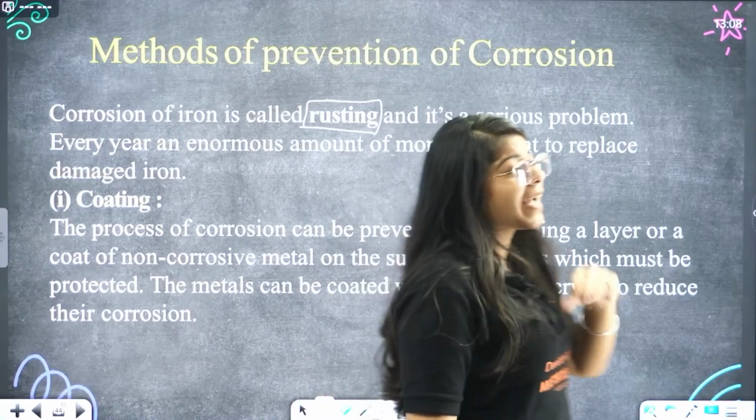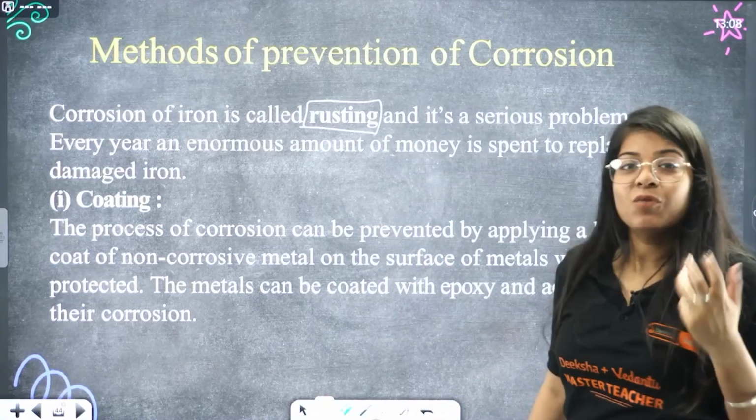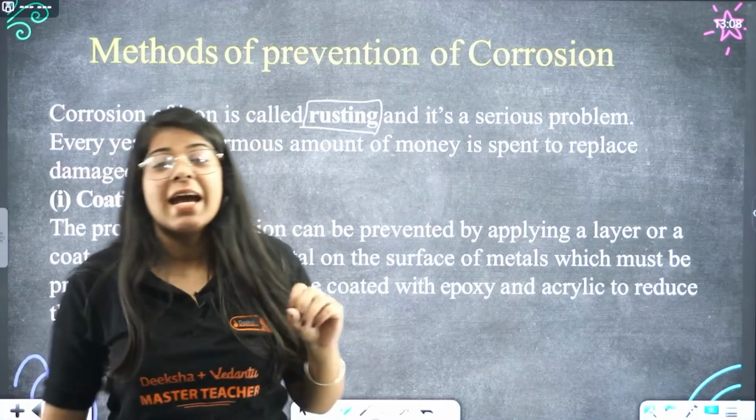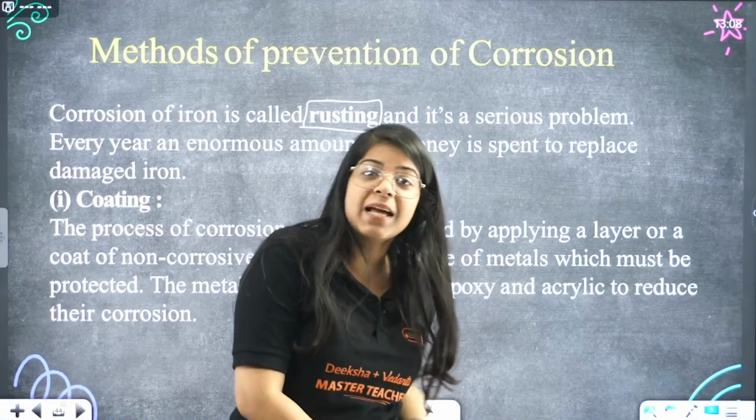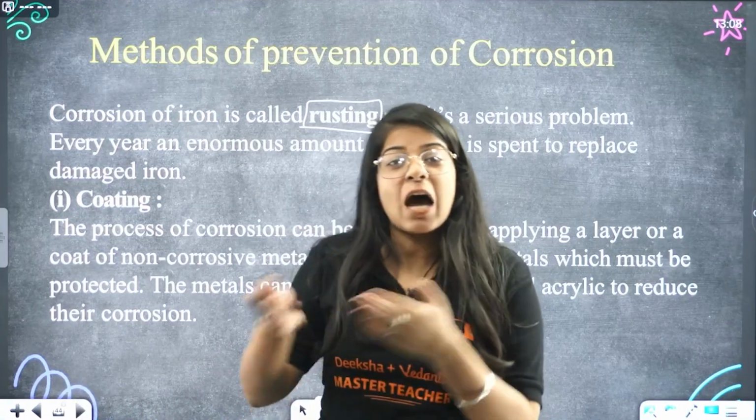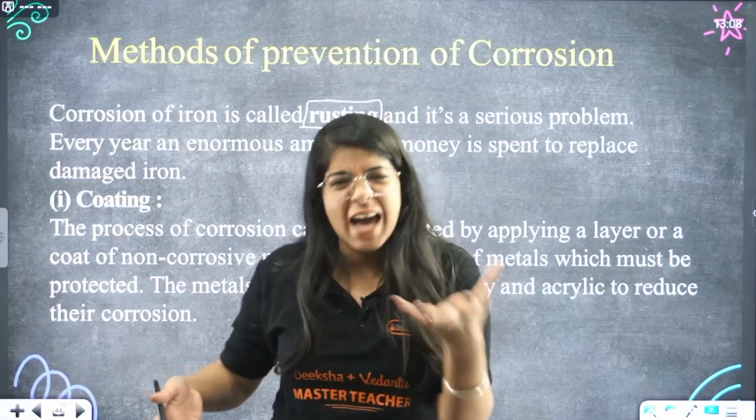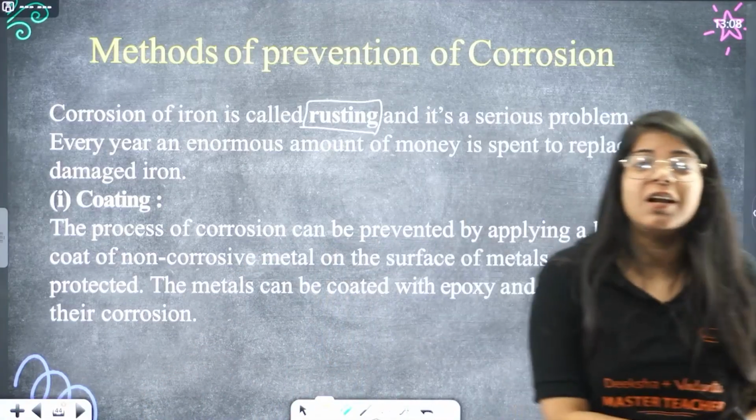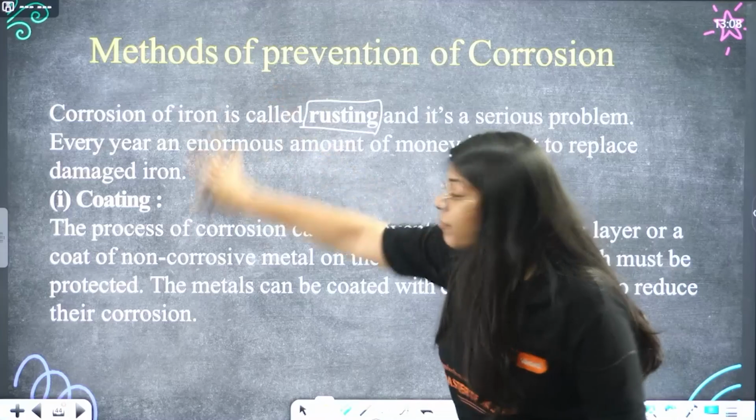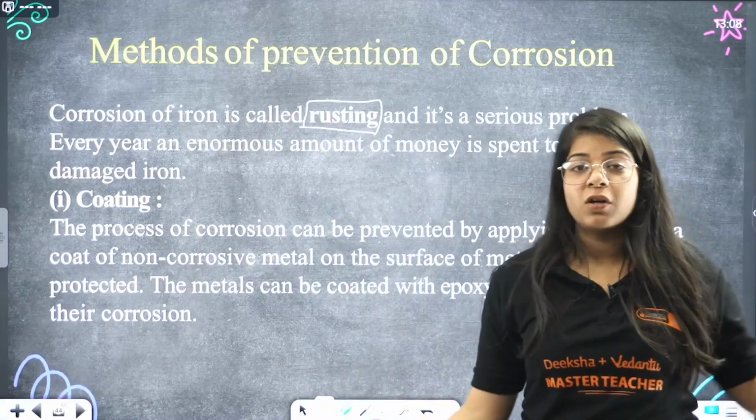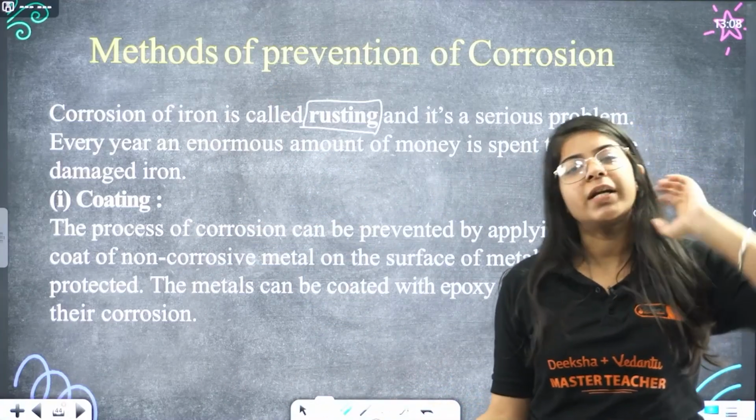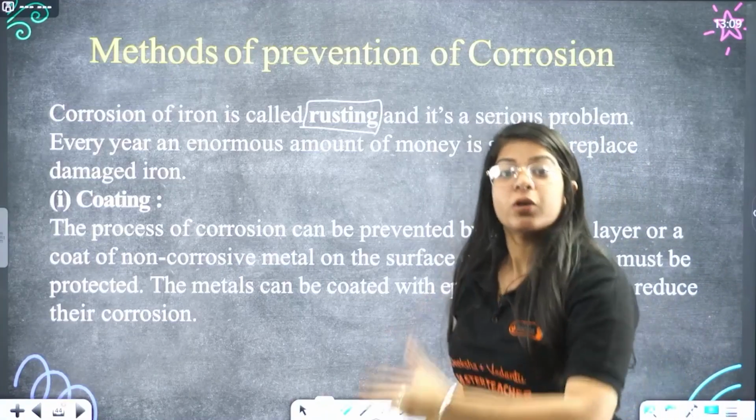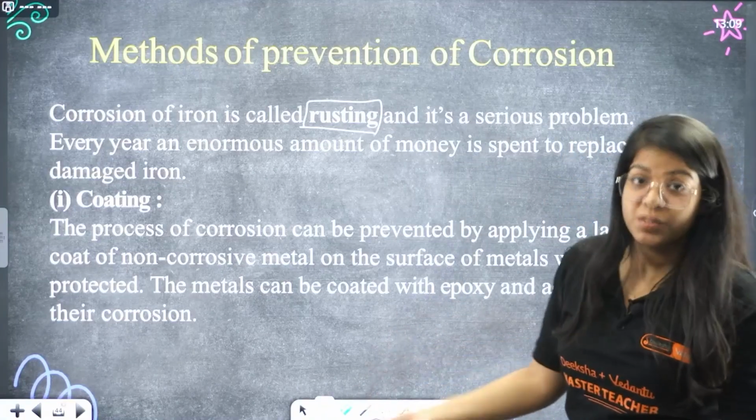You know, the Statue of Liberty originally was not of this greenish color. It actually was a metal. It got corroded and now it looks like this. It's not the original color. Every year lots of money is spent on damaged iron. So what we did, let's not spend the money to correct this, let's spend the money to protect this. Prevention is better than cure.